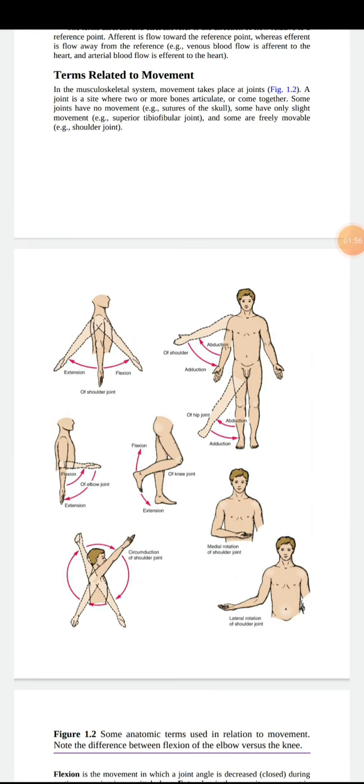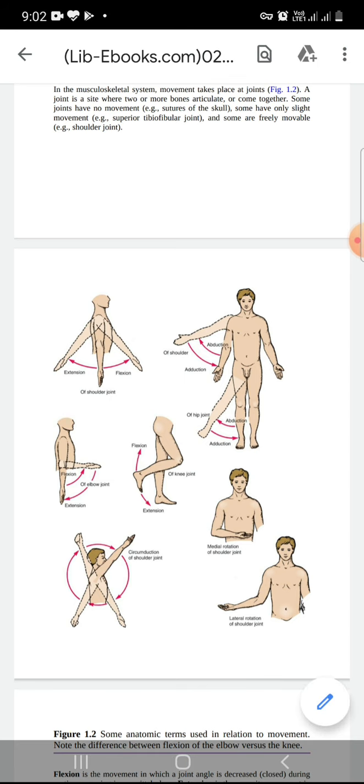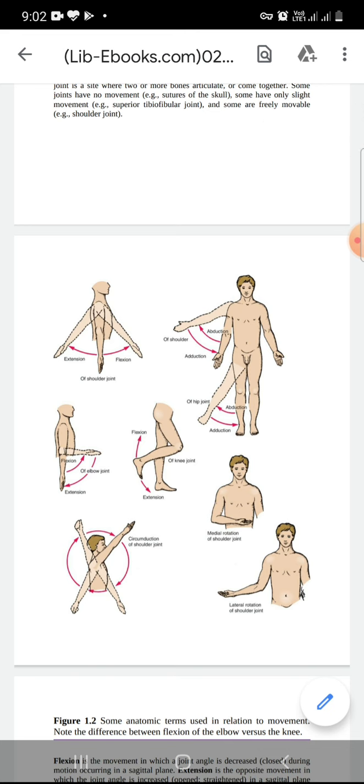Figure 1.2. Some anatomic terms used in relation to the movement. Note the difference between the flexion of the elbow versus the knee. We can see the flexion and extension of the shoulder joint, the abduction and adduction of the shoulder, and the abduction and adduction of the hip joint, and the flexion and extension of the elbow joint, the flexion and extension of the knee joint, the circumduction of the shoulder joint, medial rotation of the shoulder joint, lateral rotation of the shoulder joint.